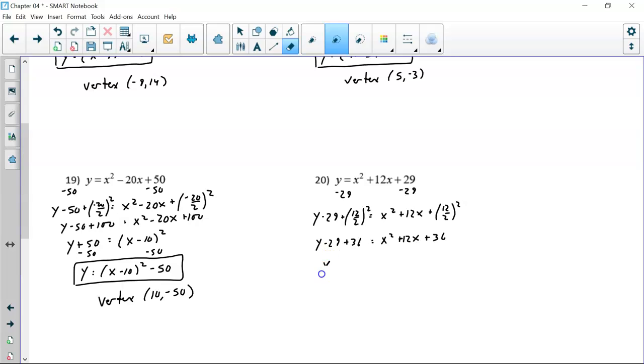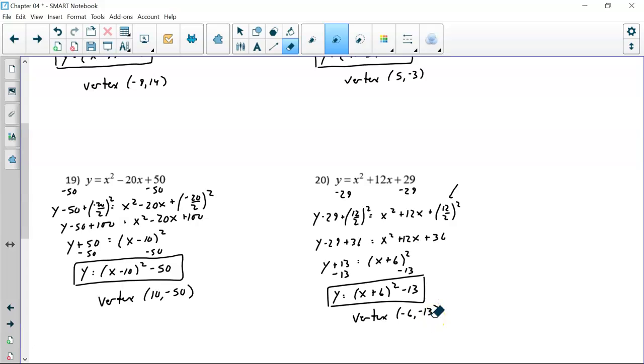So y plus 13 equals, and then you get x, and then remember from 12 divided by 2, that's 6, so it's positive 6 squared. And then we subtract 13. So y equals the quantity of x plus 6 squared minus 13. So the vertex is at negative 6, negative 13.